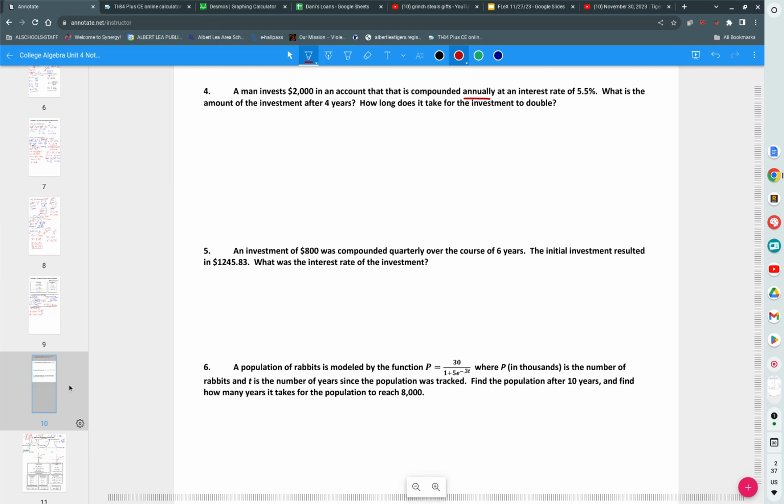All right, a man invests $2,000 into an account that is compounded annually at an interest rate of 5.5%. What is the amount of the investment after 4 years? I want you to take the problem up to that point and see if you can just find that. Use the formula that we've been talking about and do just that part.